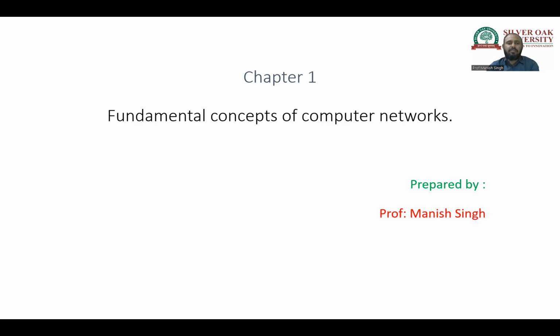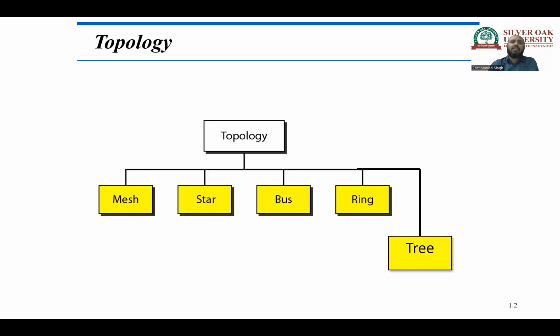In this presentation, we are going to learn the fundamental concepts of computer network. The first topic is topology. Basically, there are five topologies in our computer network. First one is mesh, star, bus, ring, and tree.